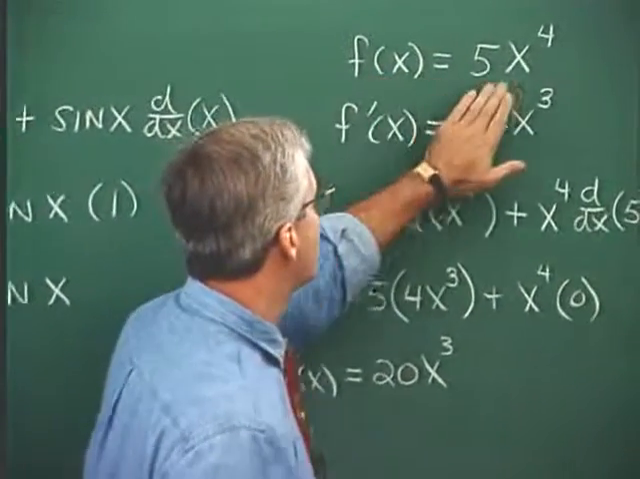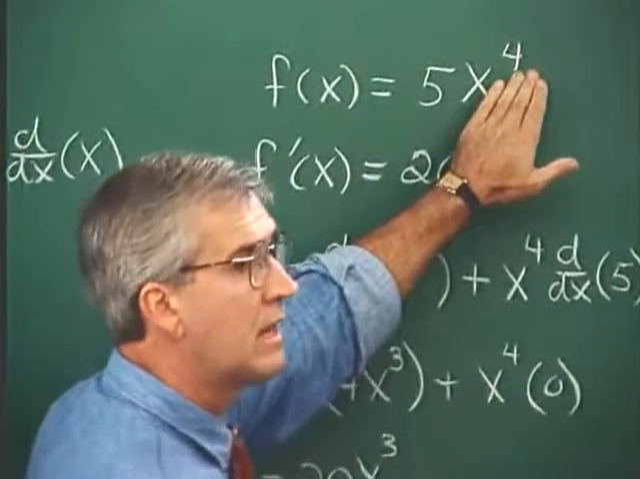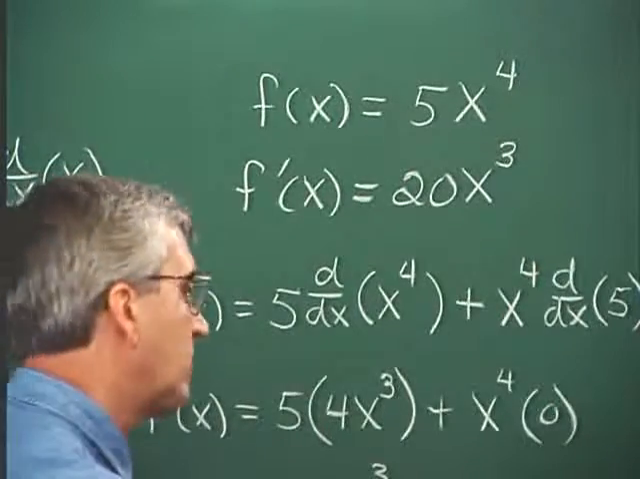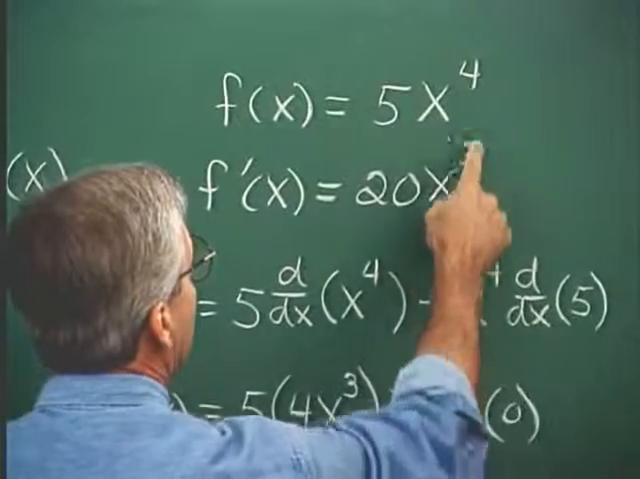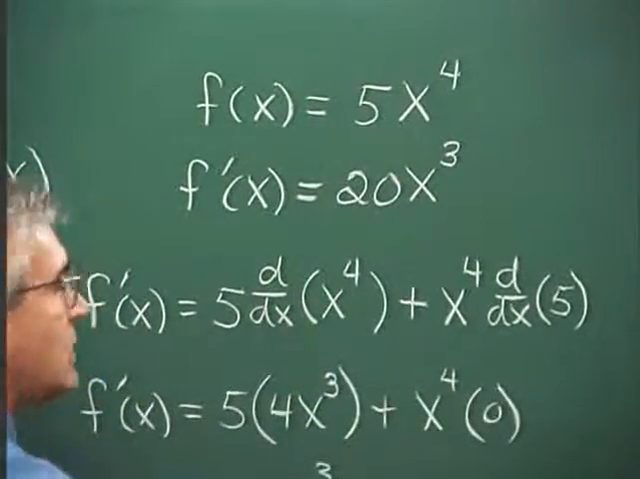Remember that if f of x is 5x to the fourth power, then by the constant multiple rule and the power rule, we say that 4 times 5 is 20x to the third power. All right, that's the fast and easy way to do it.